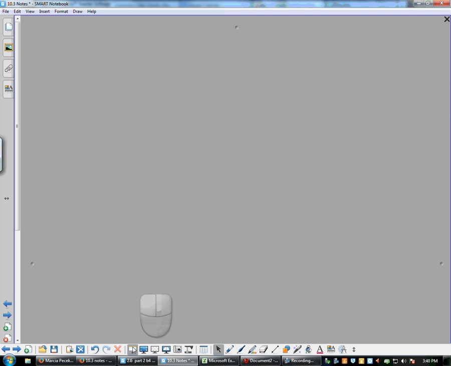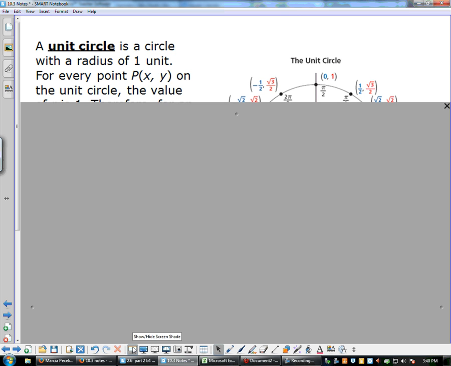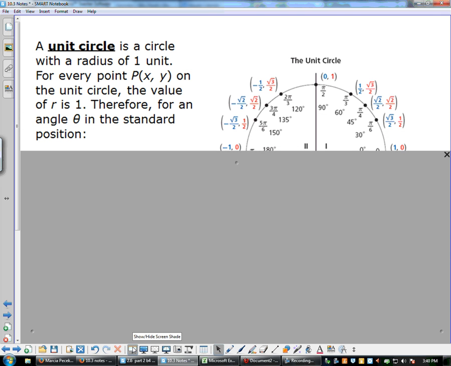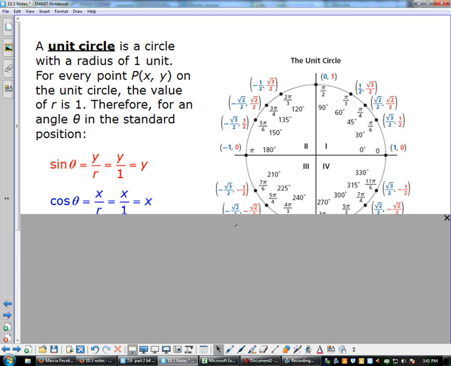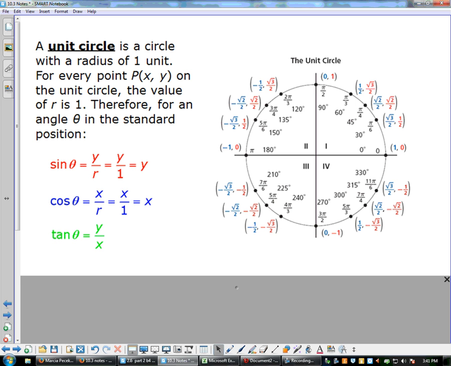I know we've mentioned a little bit about the unit circle, but here it actually is. A unit circle is a circle with a radius of 1 unit. So for every point x, y on a unit circle, the value of the radius is 1. Therefore, an angle theta in standard position, so finding its sine, cosine, or tangent, can be represented by the x value, the y value, and the radius. Anytime you see an r in this case, the r is always going to equal 1, because that's how a unit circle is defined.